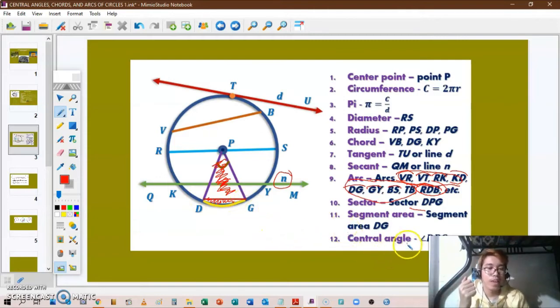And then lastly, we have a central angle. So we have here DPG.